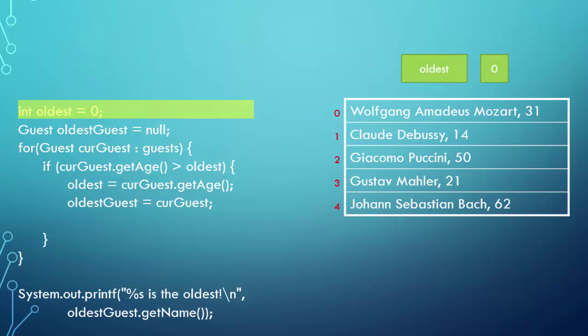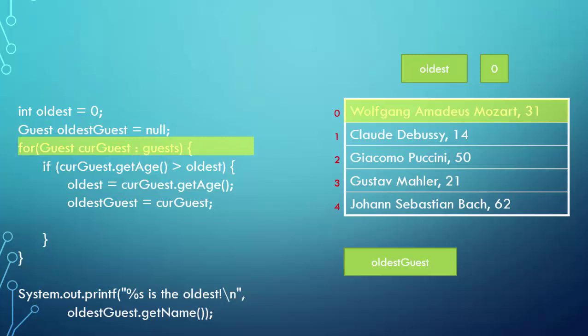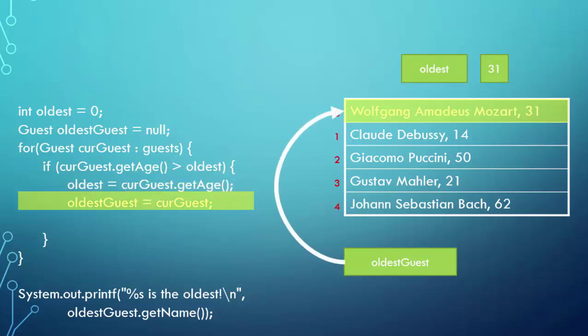So we're going to start with oldest equals 0, just like before. We're going to create an oldest guest variable and set it equal to null. So right now it's not referring to any guest. And we're going to say for current guest through the guests array. So each time through the loop, our current guest will be a different person in the guests array. Right now it'll start at the first guest, and we'll say, well, are they older than the oldest? They are, so we'll go in here. Oldest becomes 31, the current age, and oldest guest now refers to Mozart.